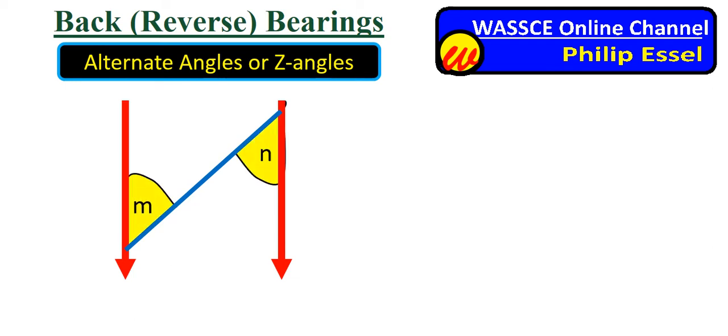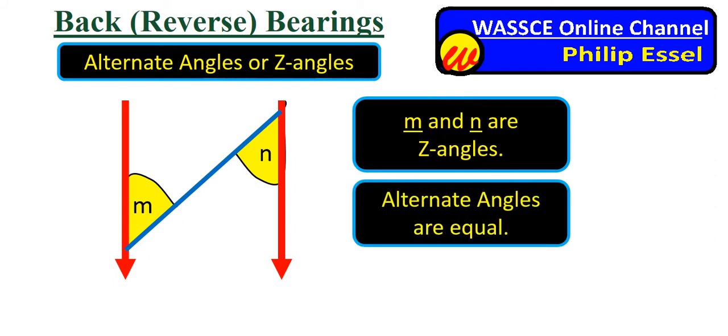These angles M and N are called Z angles. They are also called alternate angles. What we will need to note is that Z angles or alternate angles are equal. Therefore, the angle M is equal to N. Now, let's apply these concepts of alternate angles in the next slide.